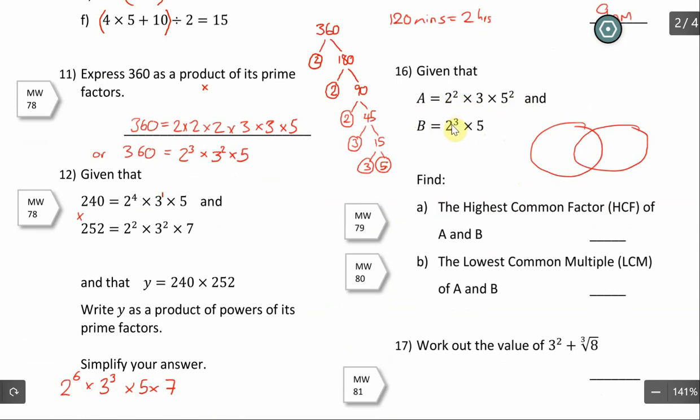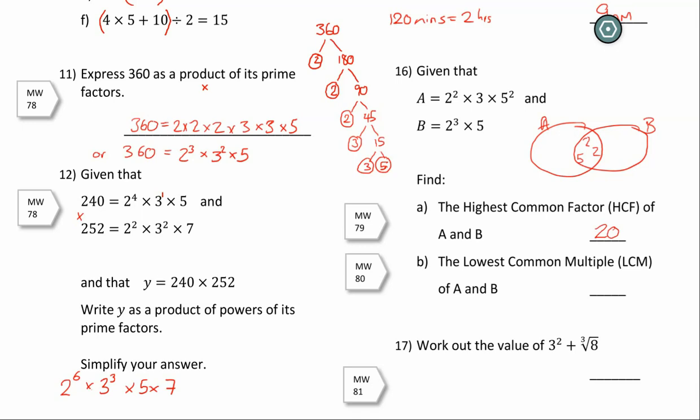So they both have at least two 2's. So I'm going to put two 2's in the middle of their Venn diagram. I'm sure most of you will have seen this in your lessons. They also both have a 5. So the highest common factor is 2 times 2 times 5. So 2 times 2 is 4, times 5 is 20.